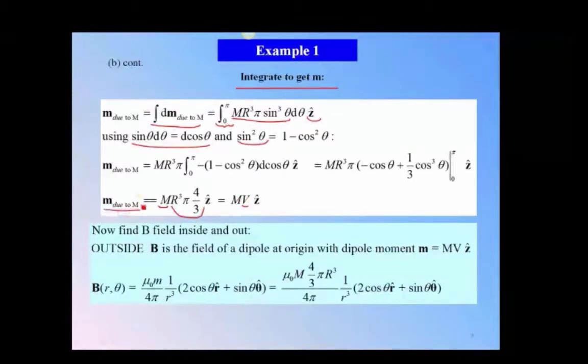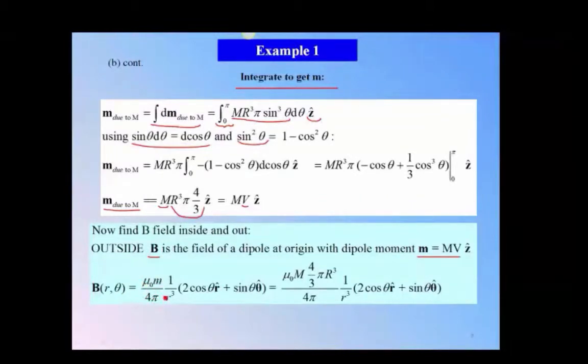To find the B field inside and out, we first take this dipole moment and use that to find the B outside. If you remember that if you have a dipole moment given by this, the field of a dipole is given by the mu 0 over 4 pi, the usual factor.